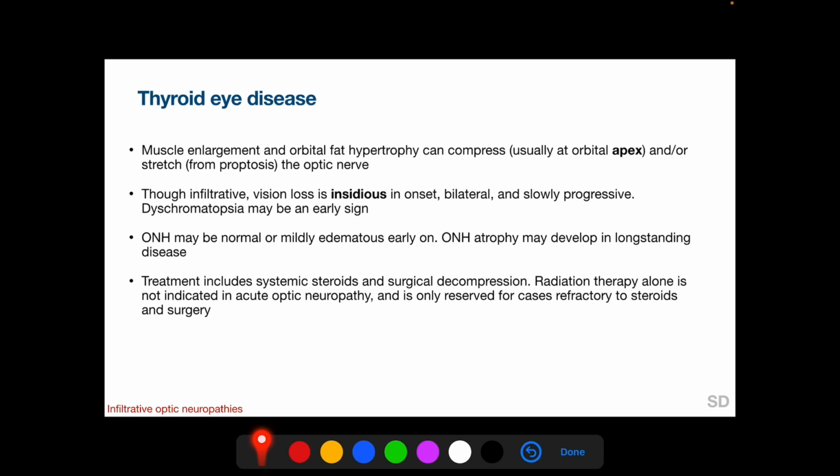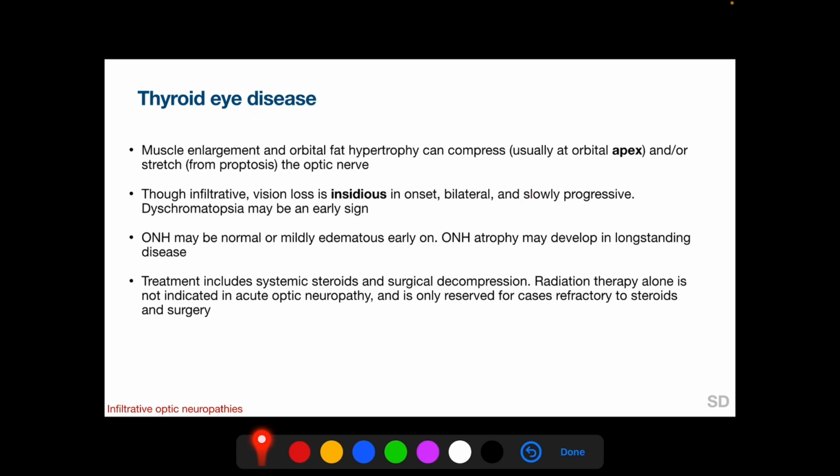Thyroid eye disease is an infiltrative pathology wherein muscle enlargement and orbital fat hypertrophy can compress the optic nerve, usually at the orbital apex. The proptosis associated with thyroid eye disease may also stretch the optic nerve and cause its dysfunction. Though infiltrative, vision loss is insidious in onset, is bilateral but may be asymmetric and slowly progressive.